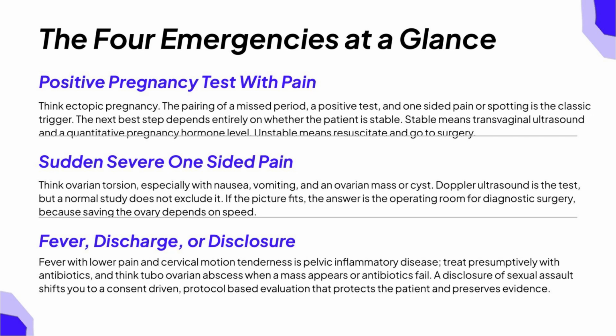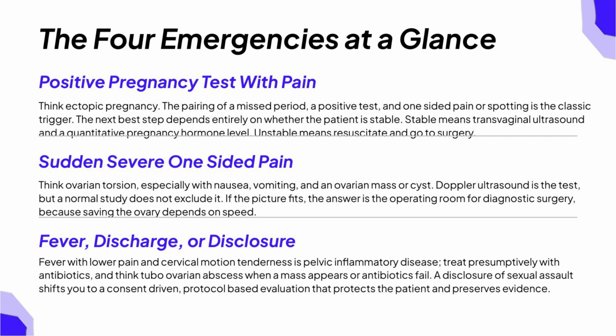Second, sudden, severe, one-sided pelvic pain, often with nausea and vomiting, and an ovarian cyst or mass. That means think ovarian torsion. Doppler ultrasound is the imaging test, but remember that a normal Doppler does not rule torsion out, so if the picture fits, the answer is diagnostic surgery, because saving the ovary depends on acting fast.